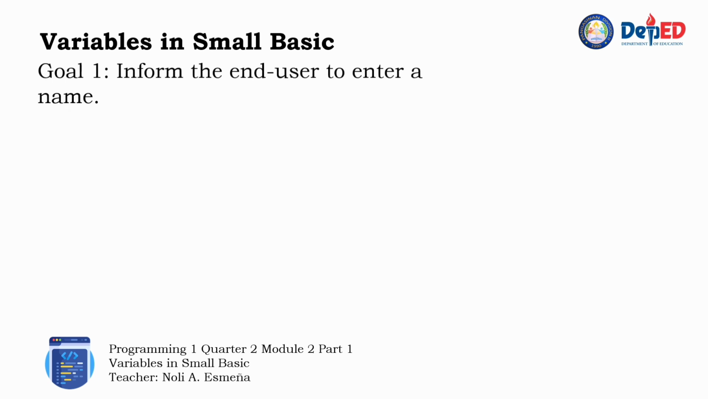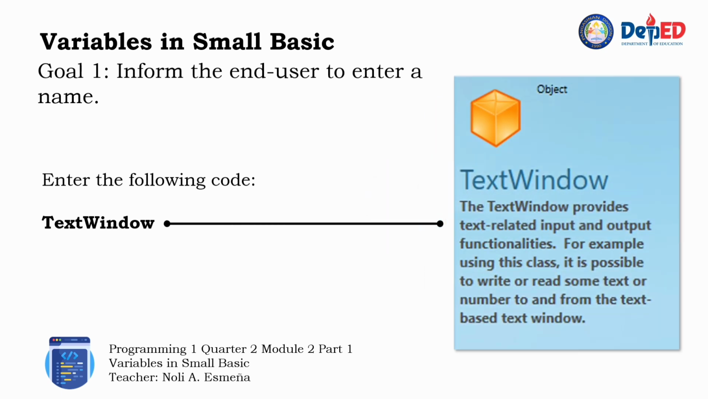For our first goal, which is to inform the end user to enter a name, we will first use the code TextWindow. TextWindow is an object in Small Basic which provides text-related input. And since we want to display a text to inform an end user to enter a name, this is the perfect object to be used.